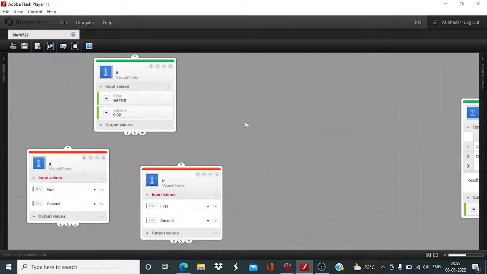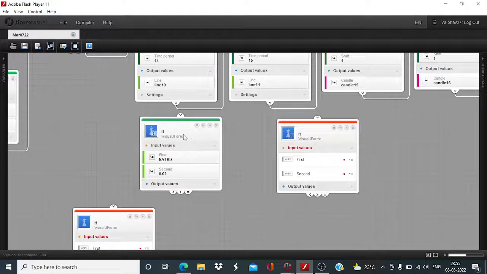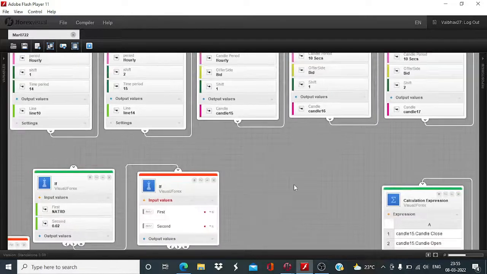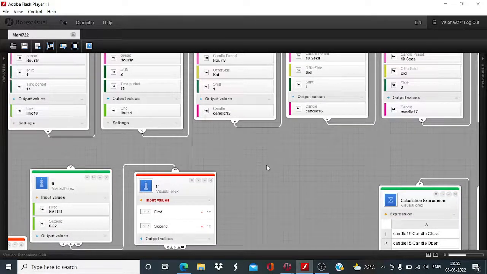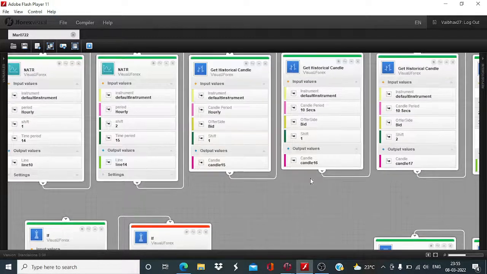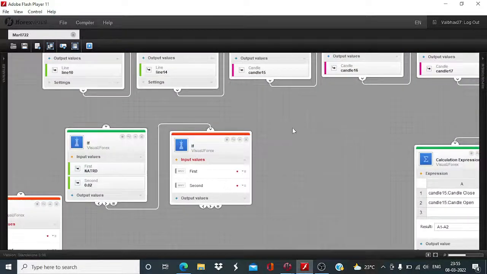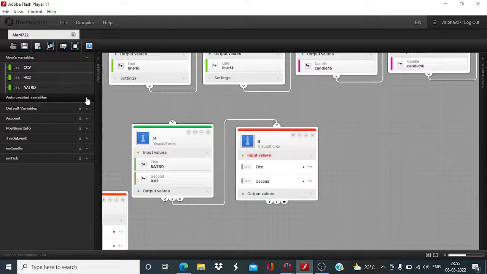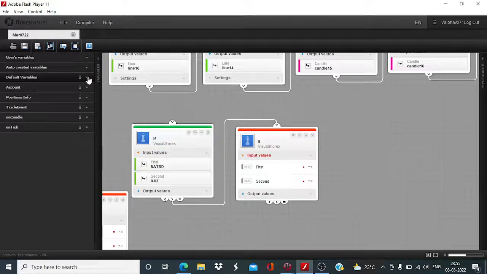Okay, and here first input greater than second input. Then we need the candle 15 candle close to have been more than candle 15 candle open. So I will have to take auto created variable.